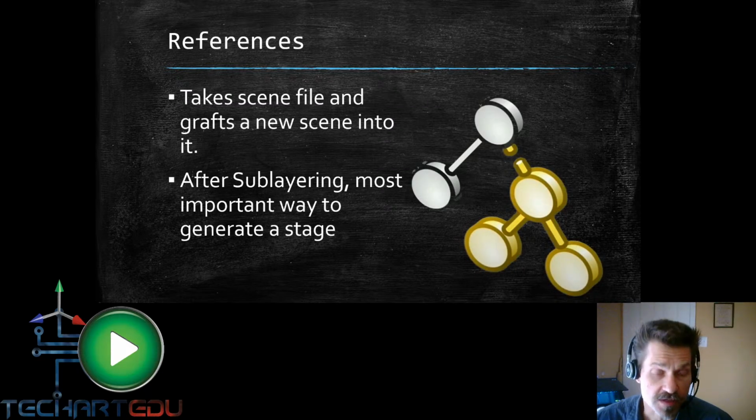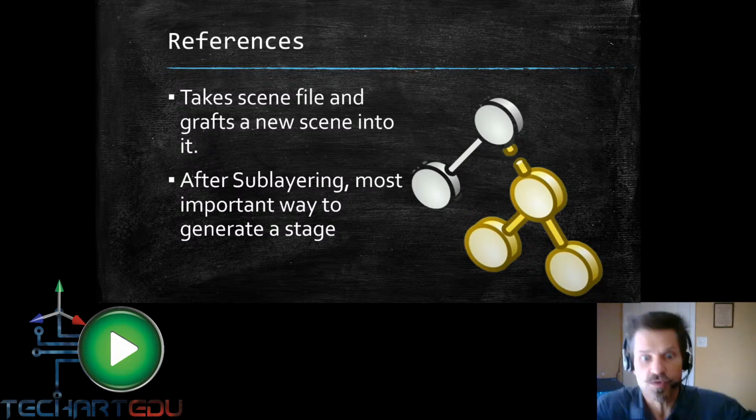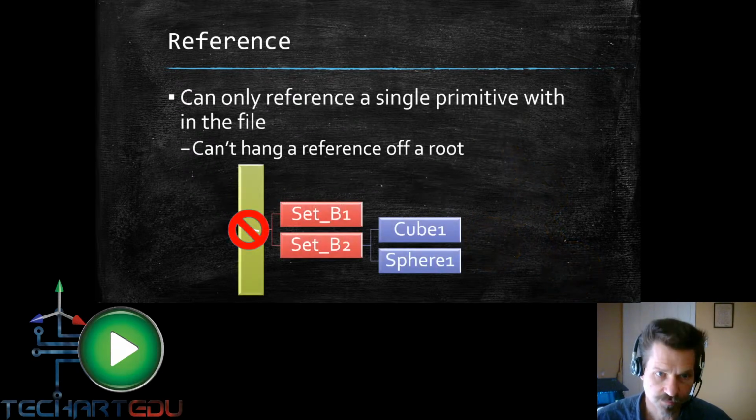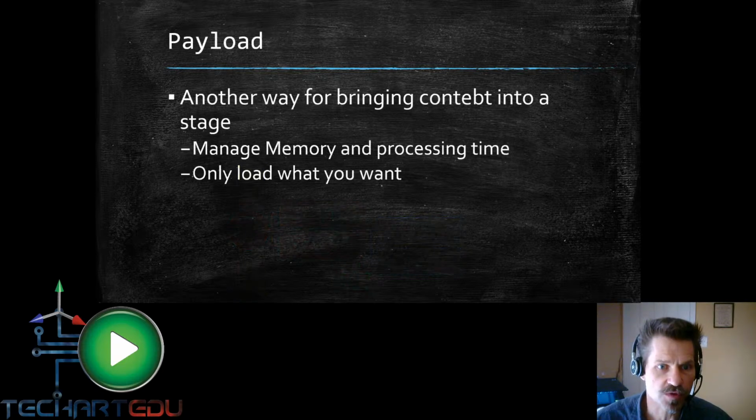Now, referencing is another way of bringing stuff in, and referencing is a way of actually grafting an entire area or scene or level onto another scene or level. So you kind of graft the whole thing together. And that's really good. Now, payload is another word for a USD file that contains the actual geometry definition. This is the actual content of the thing. This is where the materials are stored. This is where the data is actually stored.